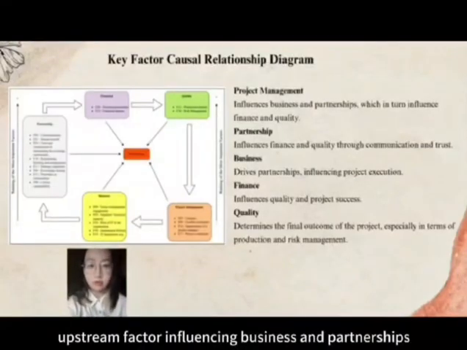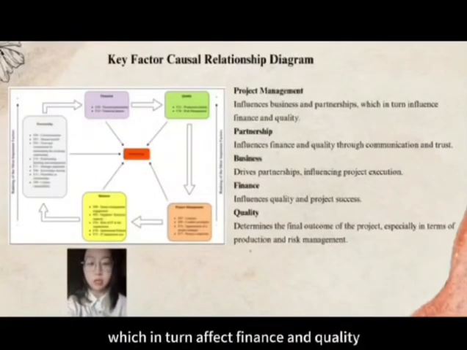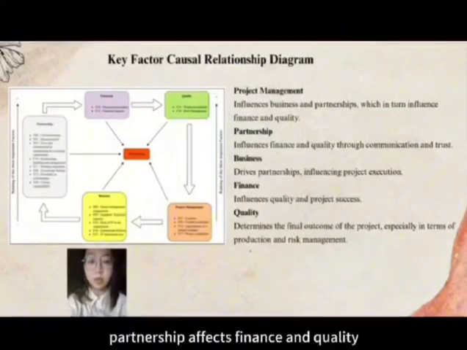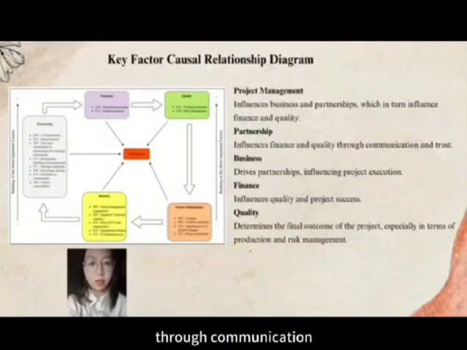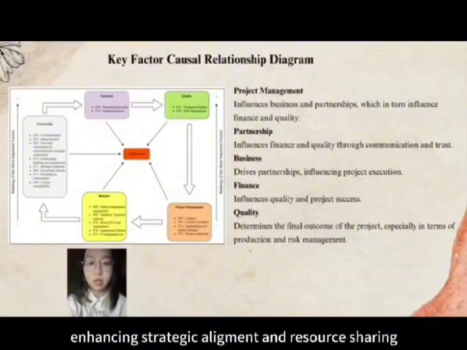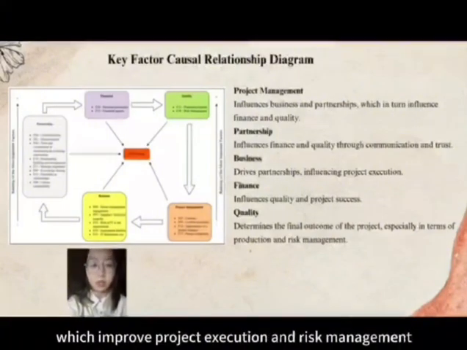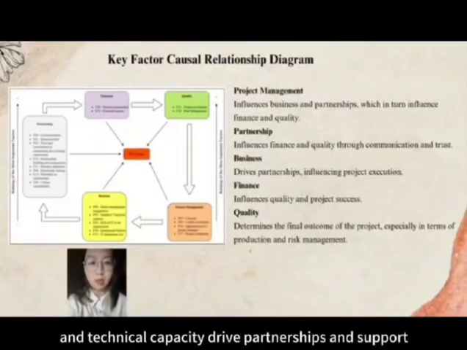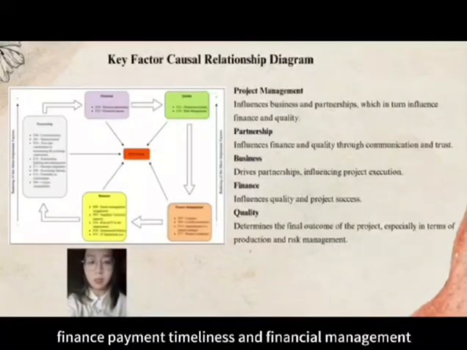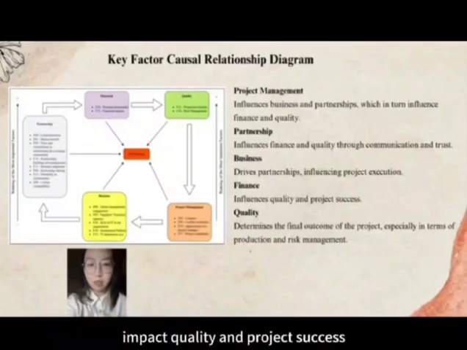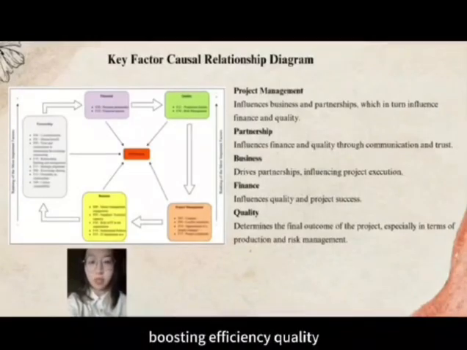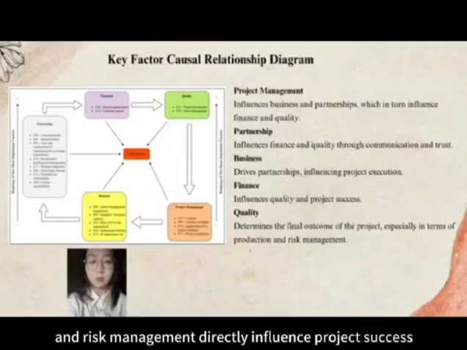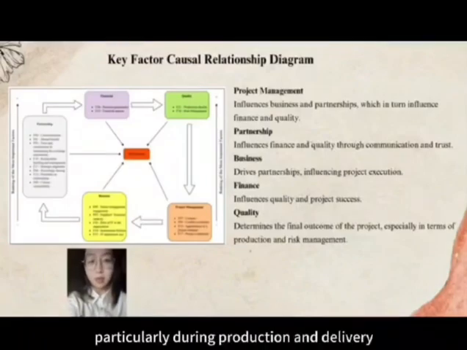The most straightforward factor influences business and partnership, which in turn affect finance and quality. Partnership affects finance and quality through communication and trust, enhancing strategy alignment and resource sharing, which improve project execution and risk management. Business, senior business involvement and technical capacity, drive partnership and support smooth project management. Finance, payment timeliness, and financial management impact quality and project success, boosting efficiency. Quality, production quality, and risk management directly influence project success, particularly during production and delivery.